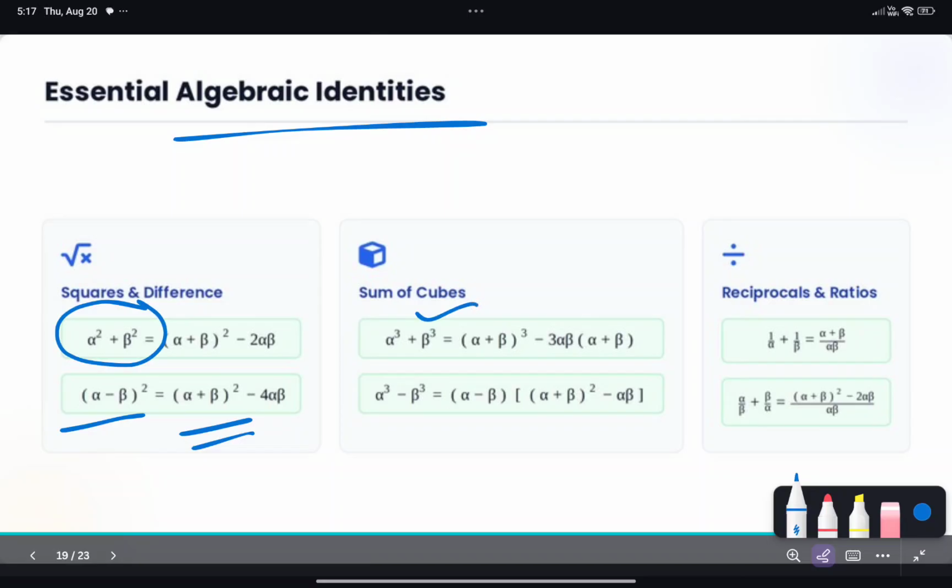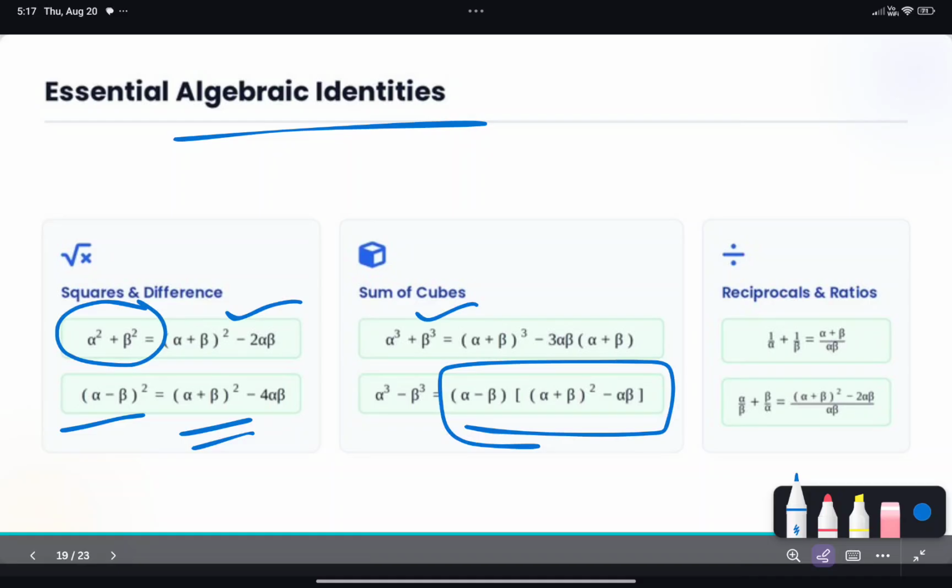Alpha cube plus beta cube in the same sense: alpha plus beta whole cube minus 3 alpha beta into alpha plus beta. Alpha cube minus beta cube we can write like this: you multiply alpha minus beta into alpha plus beta whole square minus alpha beta, then you will get alpha cube minus beta cube. Clear? First you have to expand.